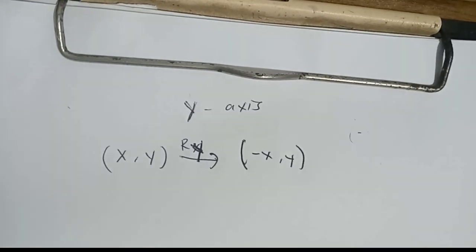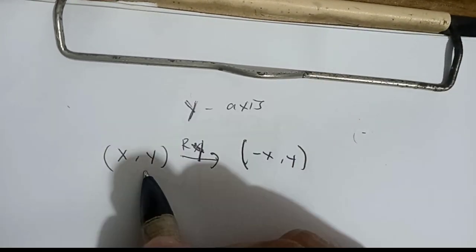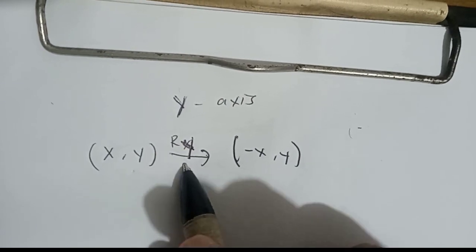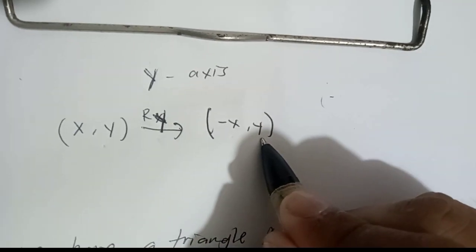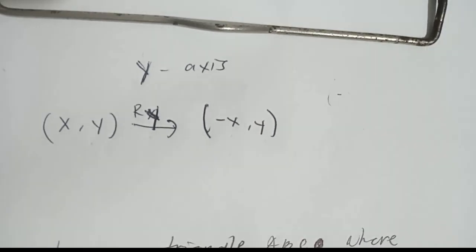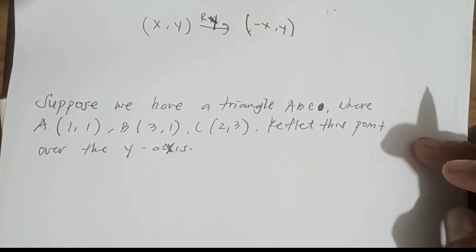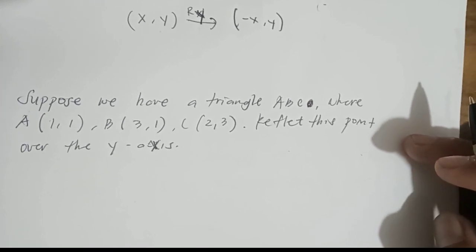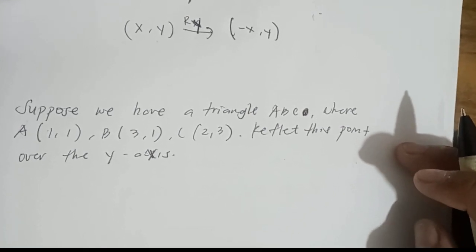Now, let's move on to the reflection over the y-axis. Let's say you have a point (x, y) and you want to reflect this point over the y-axis. The x value will change, but the y value will stay the same. So let's illustrate this with a graph. Suppose we have a triangle ABC where A has a point (1, 1), B has a coordinate point (3, 1), and C has a coordinate point (2, 3). Reflect this over the y-axis.